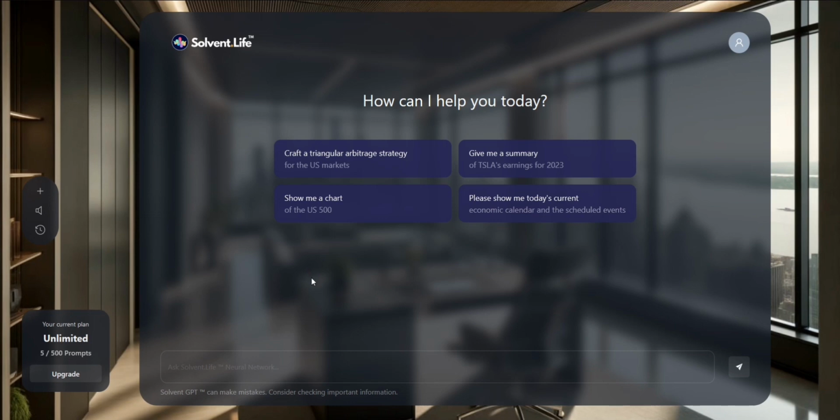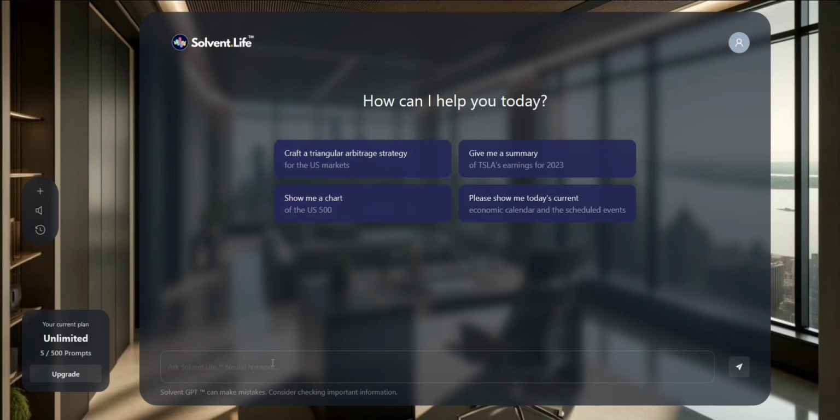Today, we're going to be looking at Solvent GPT and how it can be used on the markets. So here's a similar rundown of what happens when you log into your account. You can see there's some suggestions here, like crafting a triangular arbitrage strategy or give me a summary of Tesla's earnings for 2023 and more.